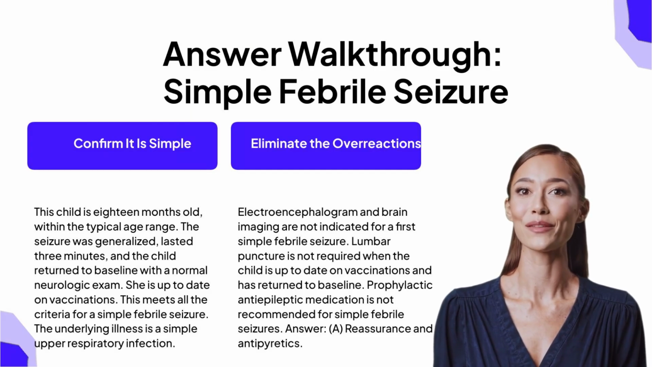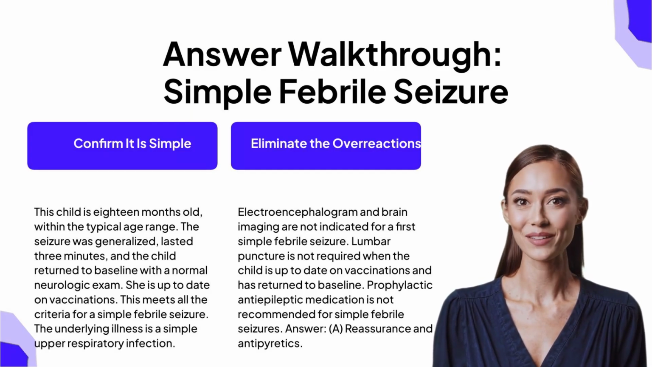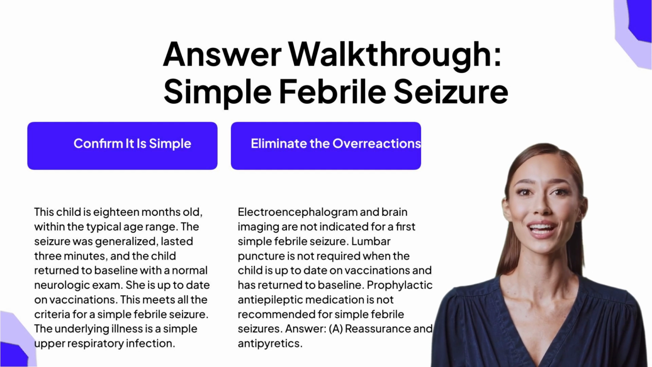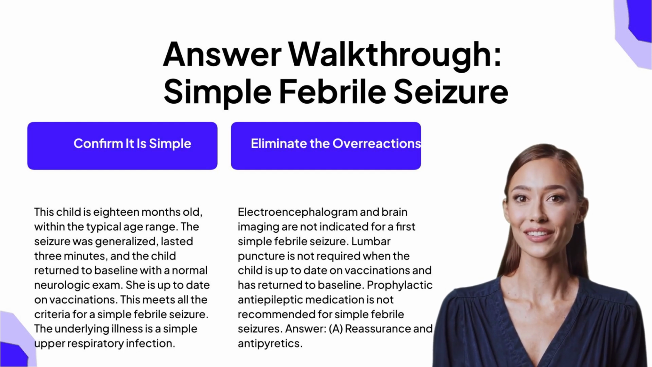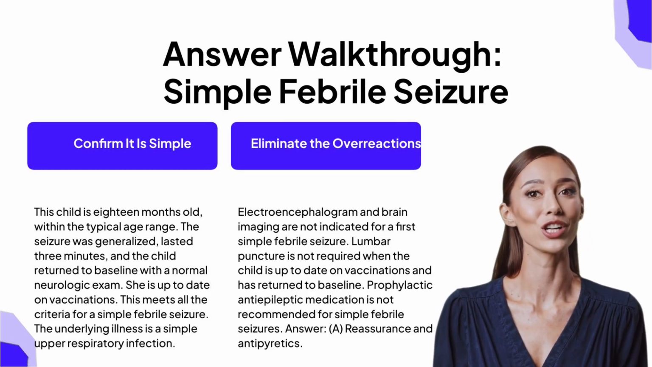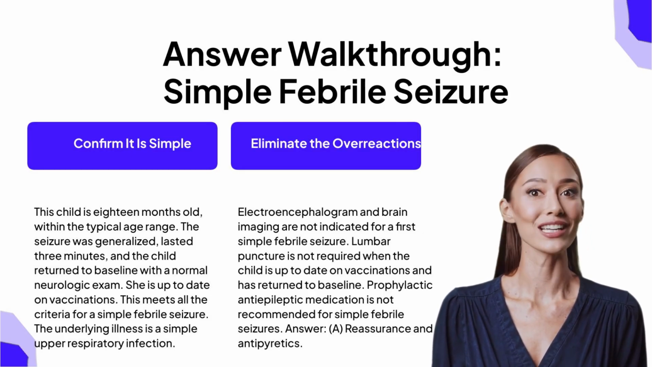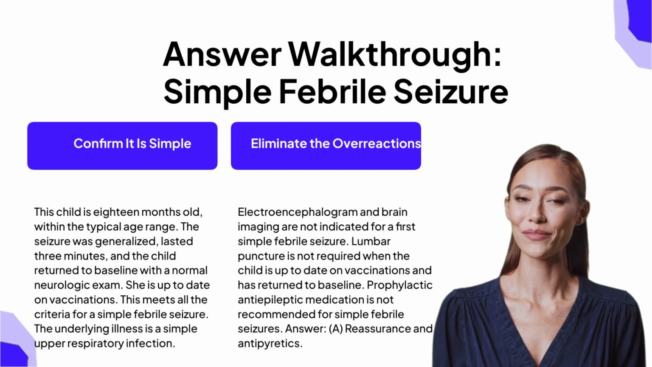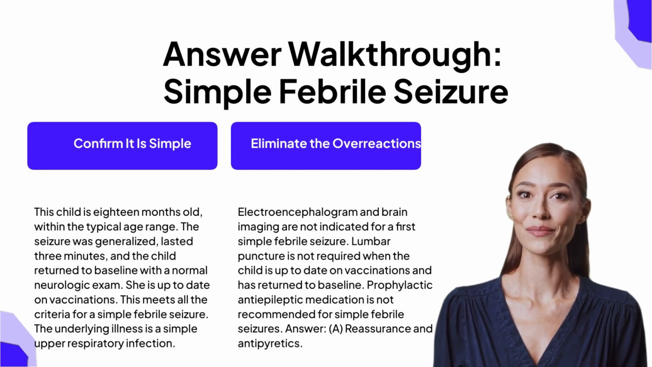First, confirm it is simple. This child is 18 months old, which is within the typical age range of 6 months to 5 years. The seizure was generalized, lasted only 3 minutes, and the child returned to her baseline with a completely normal neurologic exam. She is up to date on vaccinations. All of this confirms a simple febrile seizure.